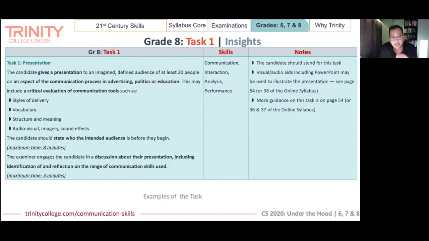The candidate should state who the intended audience is before they begin. And then, of course, the examiner engages in a discussion about their presentation, including identification of and reflection on the range of communication skills used. Now, again, just to help you over here, I'm actually going to do this as an actual examination task, so that you see what a grade 8 presentation would typically look like at this level. Let me just get up the right presentation.